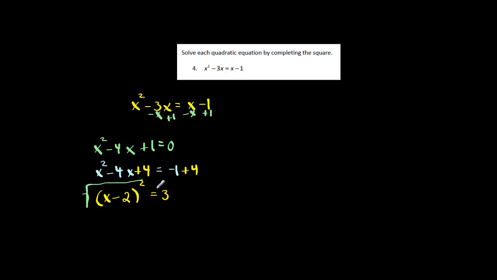So let's solve now. Take the square root of both sides. So you get x minus 2 equals positive or negative square root of 3. Now we just add 2 over. So 2 plus or minus the square root of 3 is your answer.